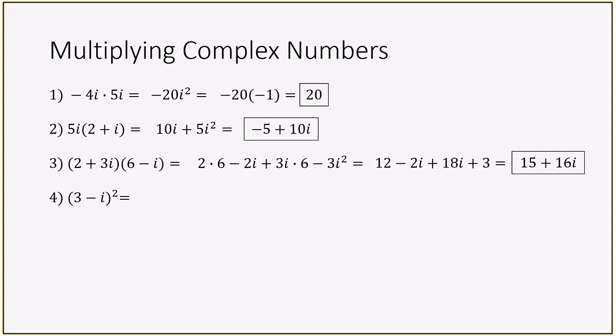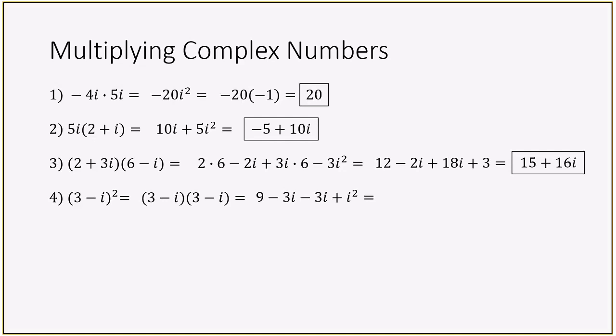The definition of squaring something is you multiply that thing by itself. So anytime you see parentheses with a square outside, just rewrite it twice, and then FOIL it out just like we saw in the previous example. 3 times 3 is 9. 3 times negative i is negative 3i. Negative i times 3 is negative 3i. And negative i times negative i is positive i squared.